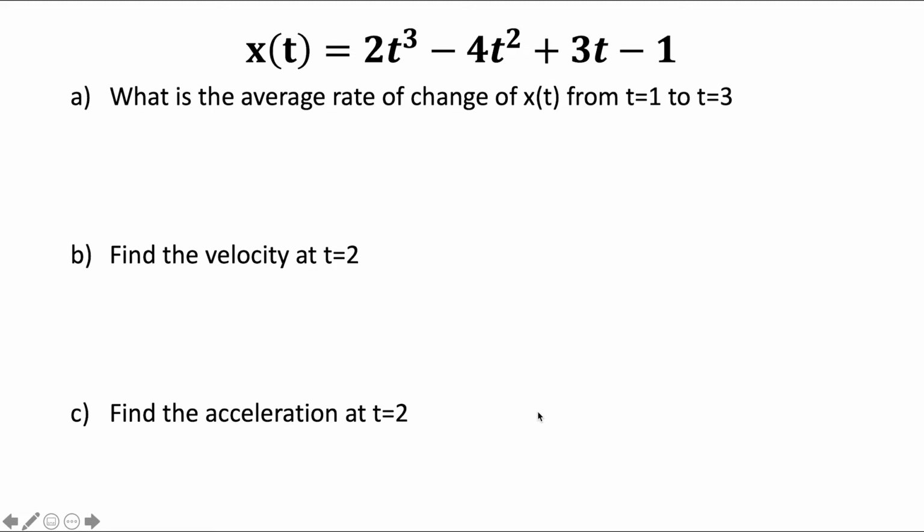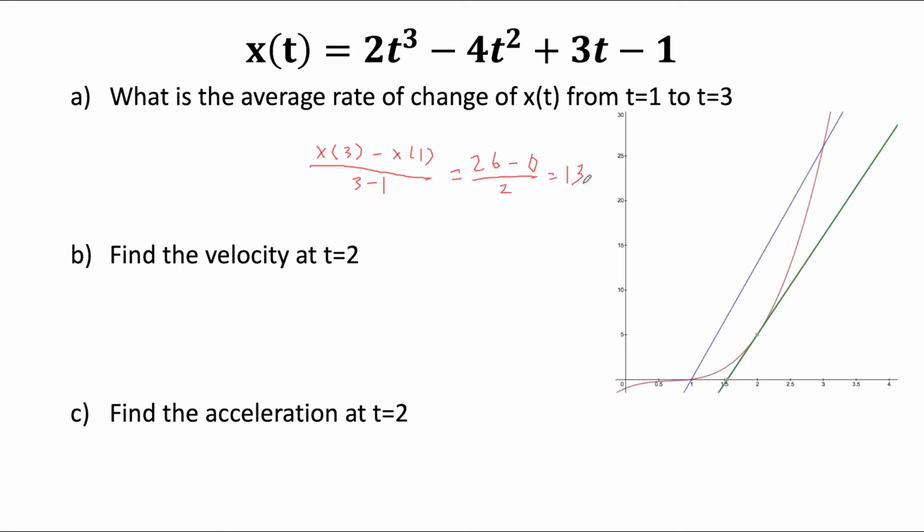Let's take a look at a sample problem. Here we have the function x of t equals 2t cubed minus 4t squared plus 3t minus 1. First, we're going to do an algebraic problem. We're going to find the average rate of change of x of t from t equals 1 to t equals 3. So let's do that. This is pretty simple. It's just x of 3 minus x of 1 over 3 minus 1, or 26 minus 0 over 2, which is just 13.